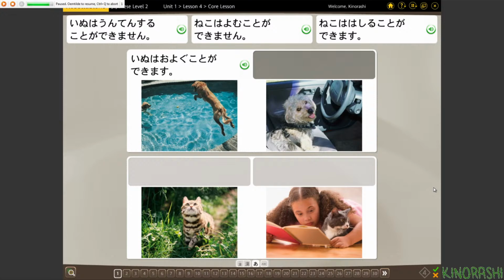Heard the word koto before, but only when it's spoken. Don't actually know what it means. Inu wa oyogu koto ga dekimasu. Well, inu wa unten suru koto ga dekimasen.